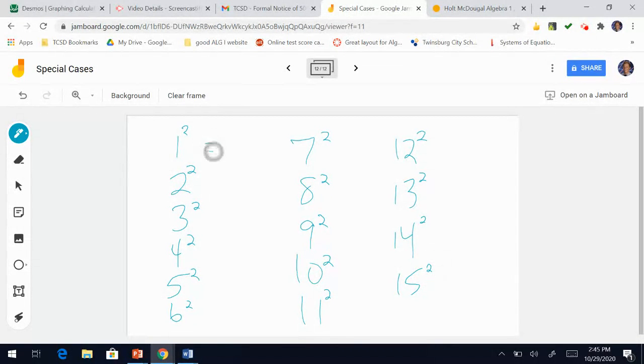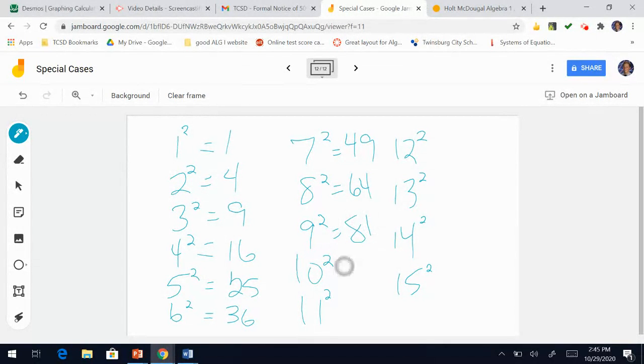What is 1 times 1? 1. What is 2 times 2? 4. What is 3 times 3? 9. What is 4 times 4? 16. What is 5 times 5? 25. What is 6 times 6? 36. What is 7 times 7? 49. What is 8 times 8? 64. 9 times 9 is 81. 10 times 10 is 100.